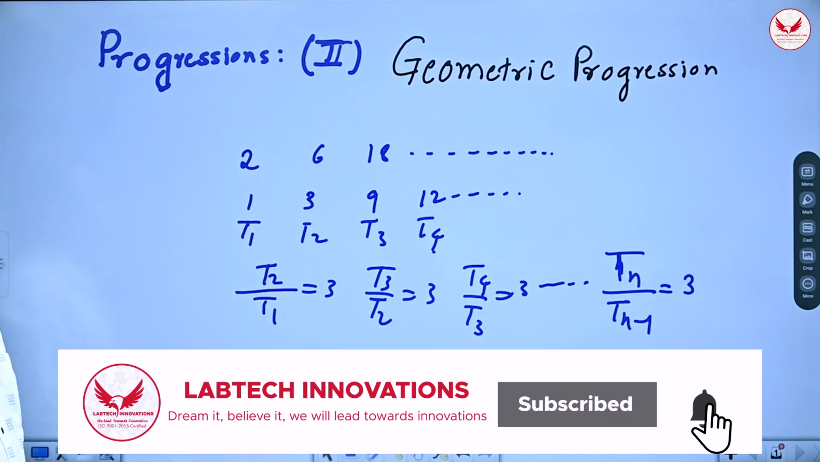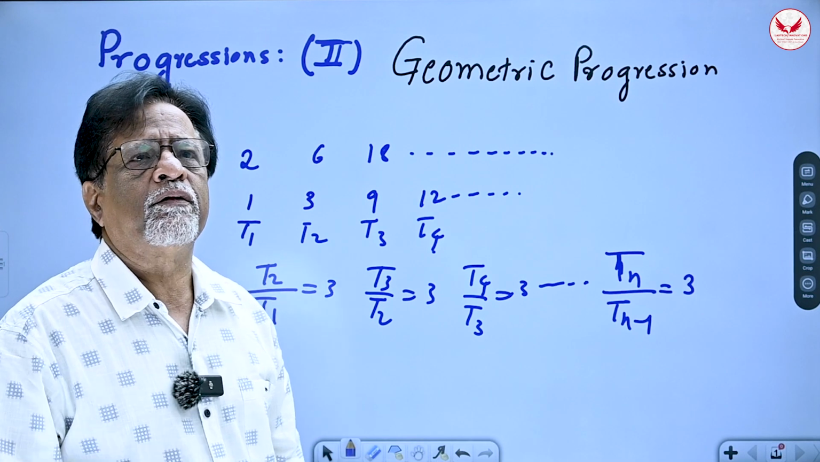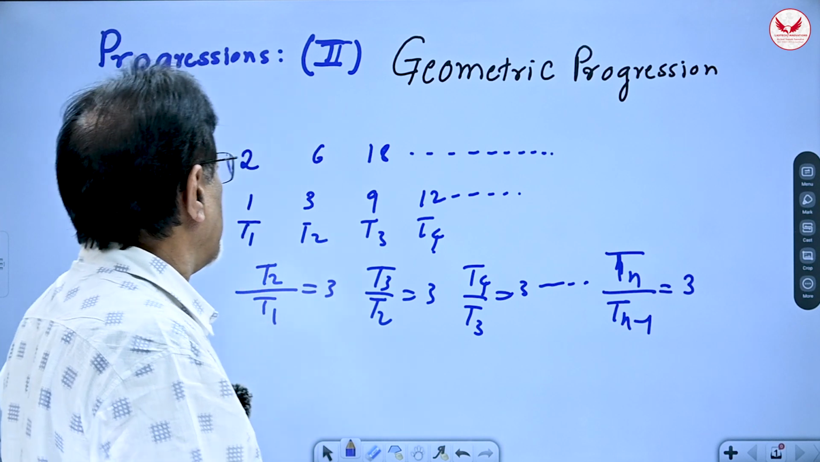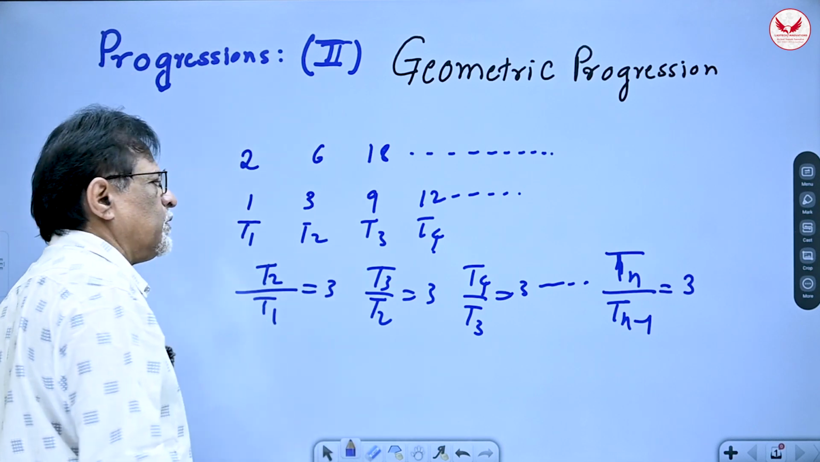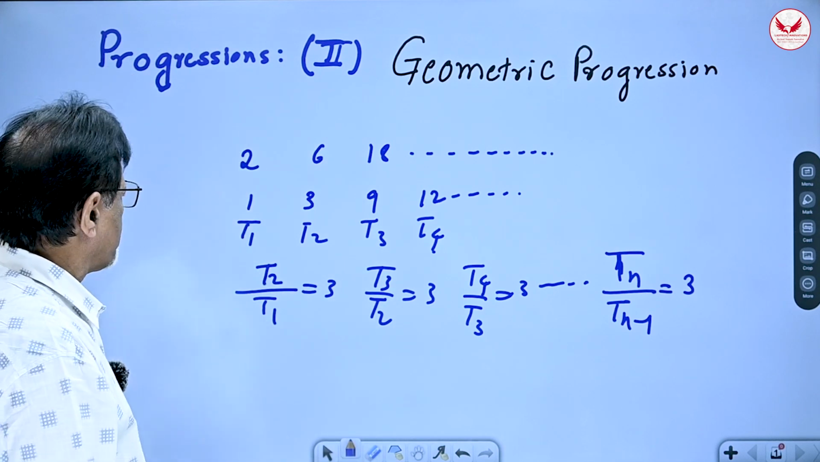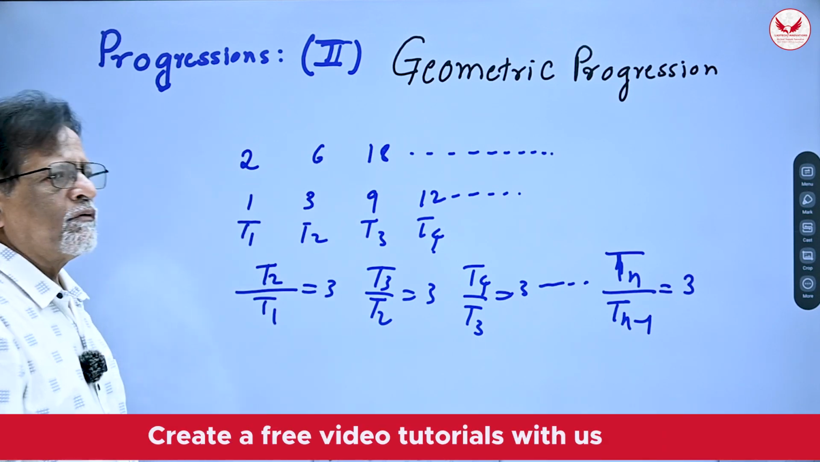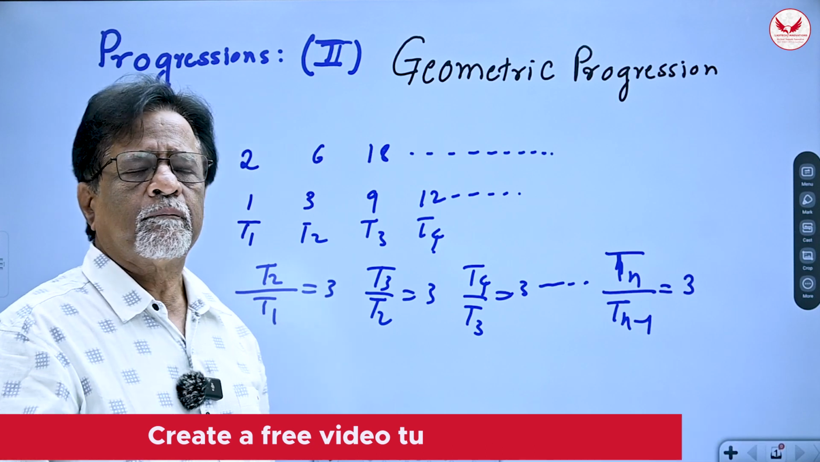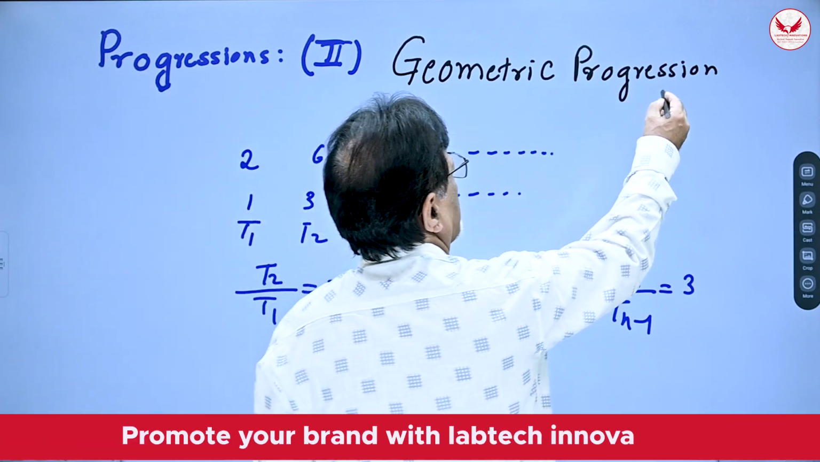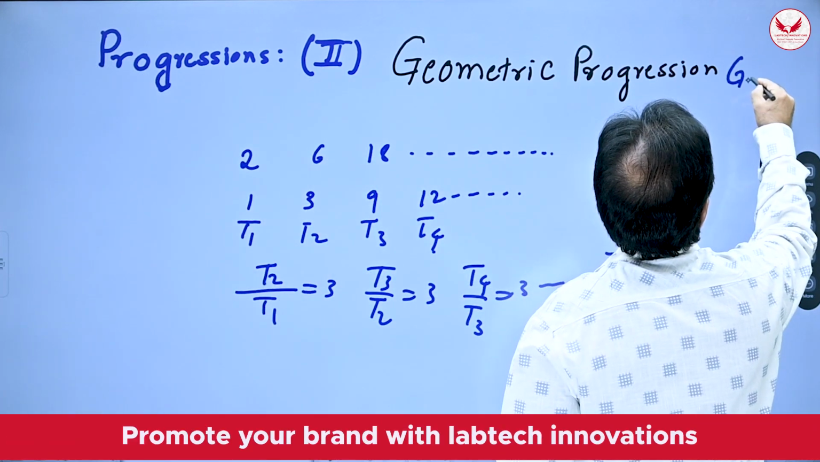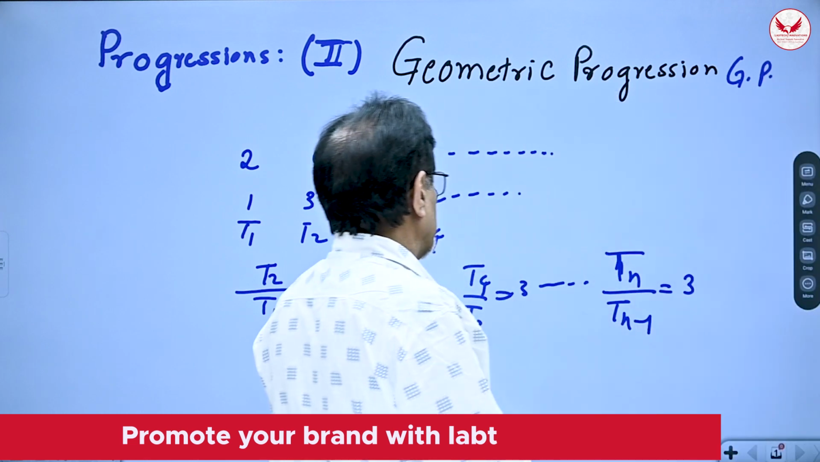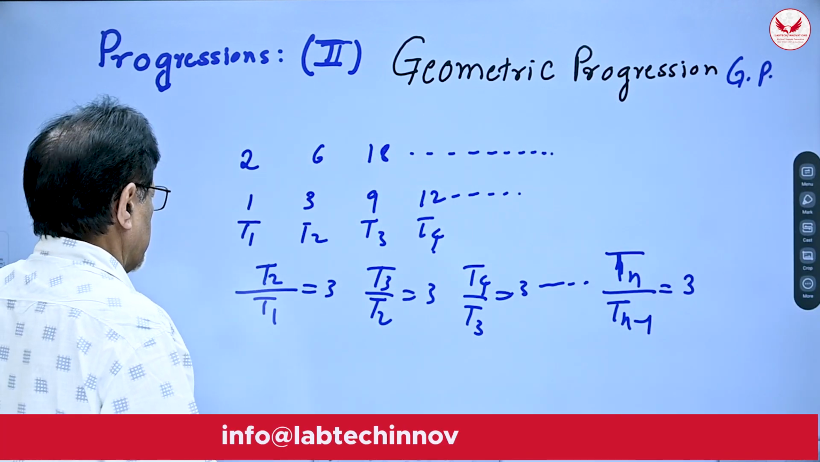Correct? So in the arithmetic progression, the difference between the two numbers was constant. Here, the division of the two consecutive terms is always constant. So that gives me the definition of geometric progression. So what is the geometric progression? Of course, in short it is called GP. Remember. So how do you define a geometric progression?